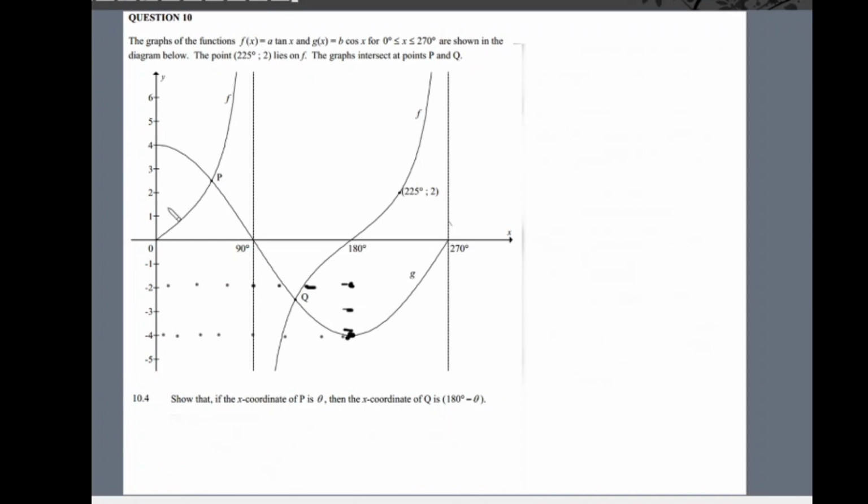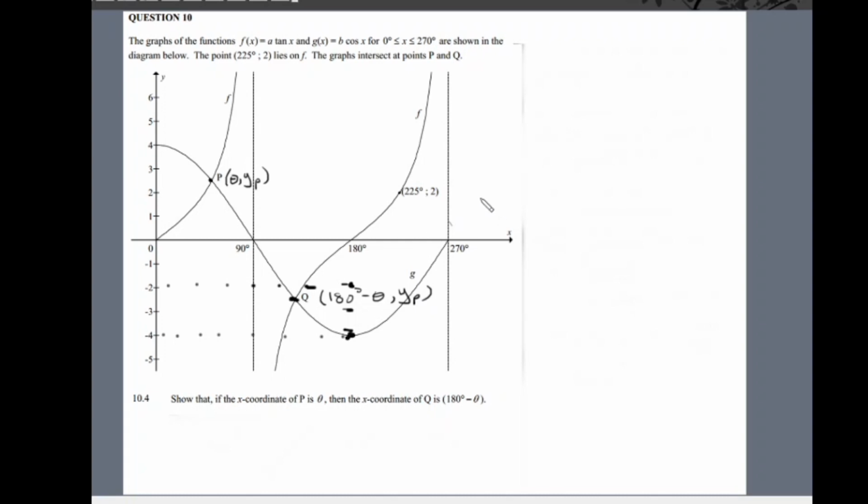Here they want us to show that if the x coordinate of P is theta, then the x coordinate of Q is 180 degrees minus theta, right?